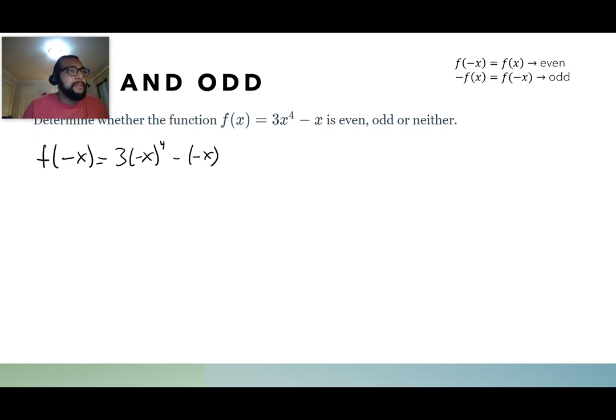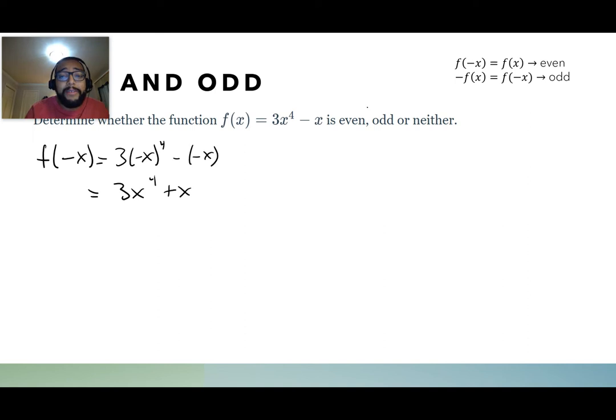Make sure that when you're doing this, anything to an even power is going to make it a positive number. For the other slide, it was anything to an odd power. If it was negative, it'll still stay negative. If it's to an even power, it'll always be positive. So this here now becomes 3x to the fourth, and a negative 1 times negative x is just a positive x. Yikes. So f of negative x does not equal f of x.